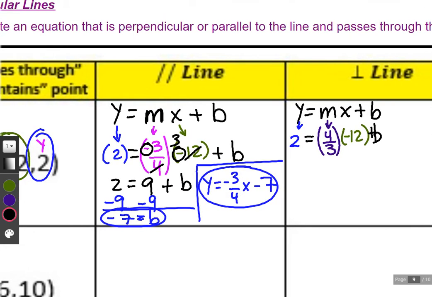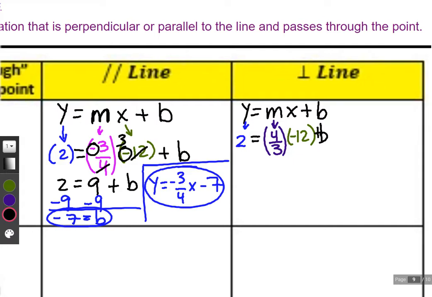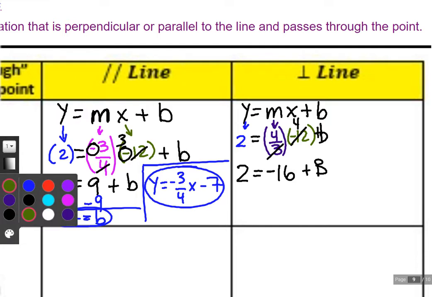Now we're in the algebra solving steps. So 3 goes into 12 4 times. I have 4 times 4, which is going to be 16. I have a positive times a negative, so that's going to be a -16. And that's going to be plus b. Okay. Now I'm finishing or solving, let's add 16 to both sides.